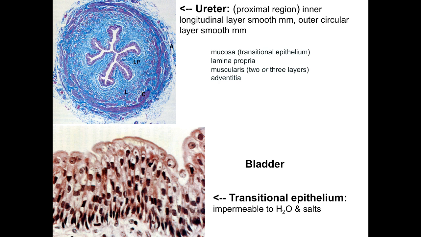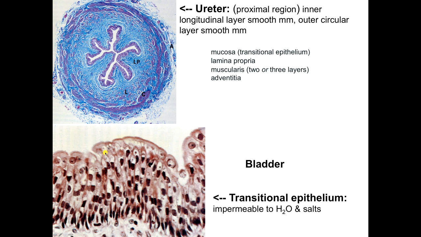So this image on the upper left is a profile of the ureter. It's the proximal region of the ureter, and you can see an inner longitudinal layer of smooth muscle and an outer circular layer of smooth muscle. You can see the lamina propria here, the lamina propria of course being connective tissue, and here the mucosal layer, the transitional epithelium. This region of the ureter also has an adventitia.